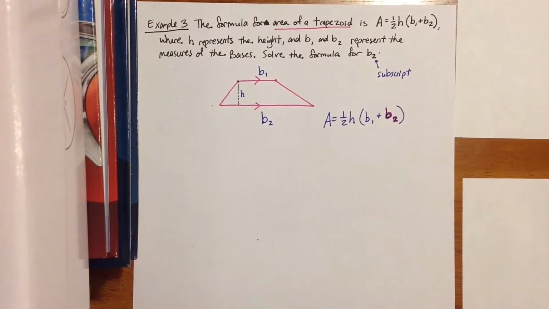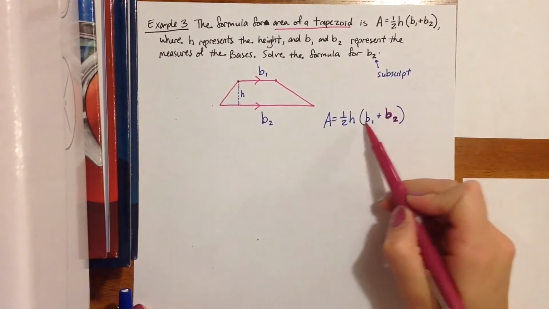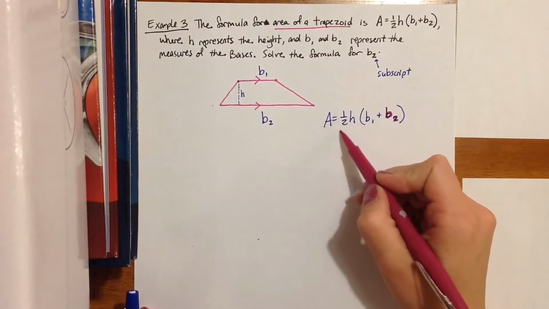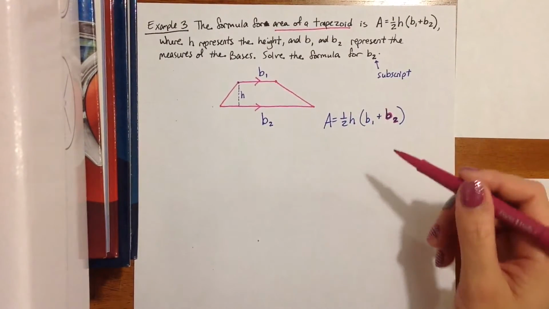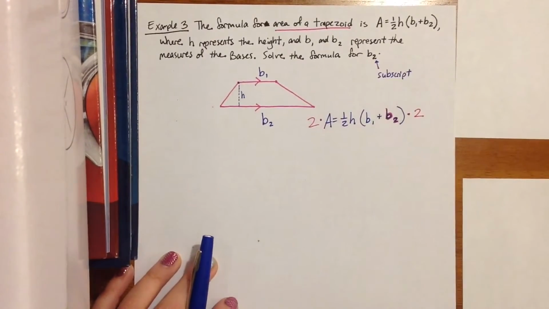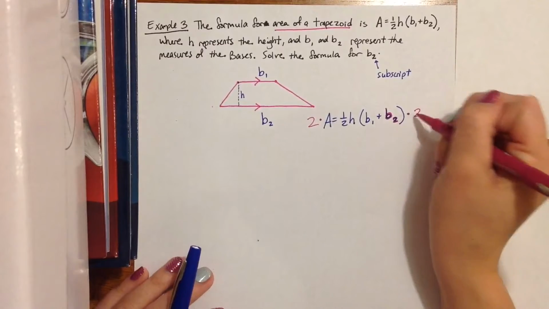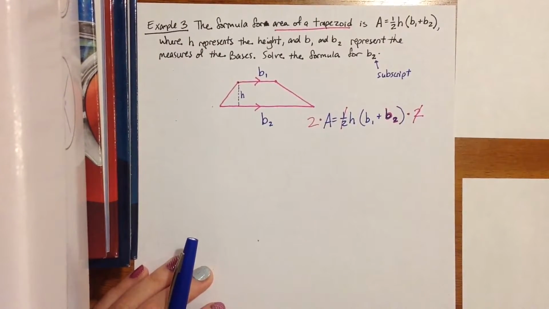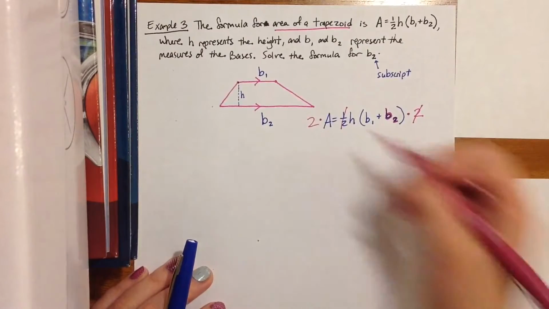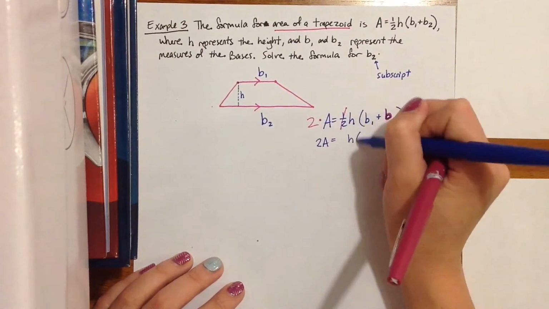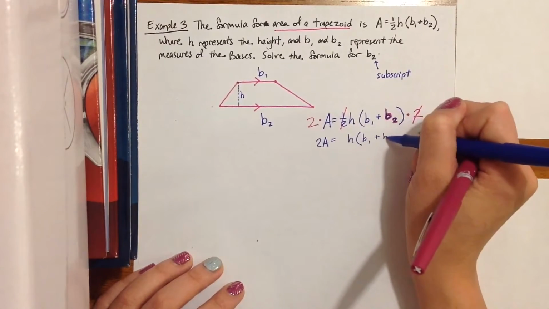Again, we want to start the farthest away from b2. I see that b1 is right stuck against it, so I'm going to save that one for later. But I'm going to deal with this 1/2 and this h first. First thing I'm going to do is multiply this whole equation by 2 on both sides. Why that helps me, this 2 and this 1/2 are going to completely cancel each other out. They are multiplicative inverses. Over here, I'm left with 2a. Now I have an h and I have a b1 plus a b2.